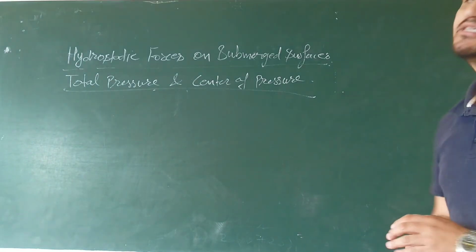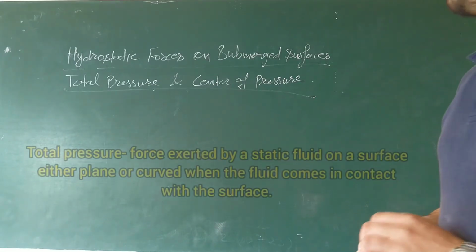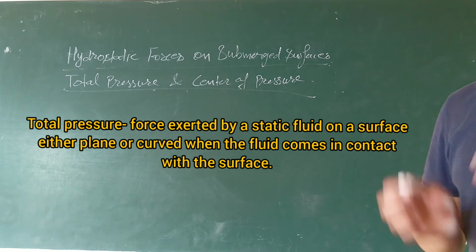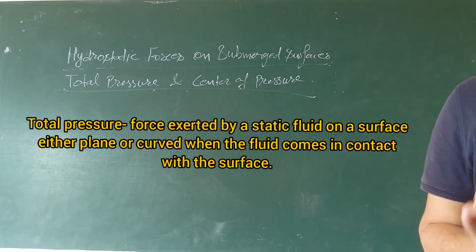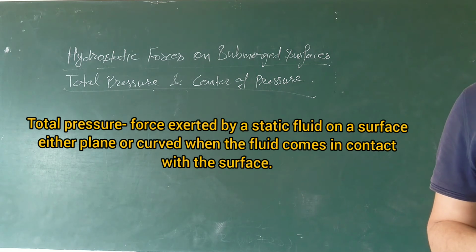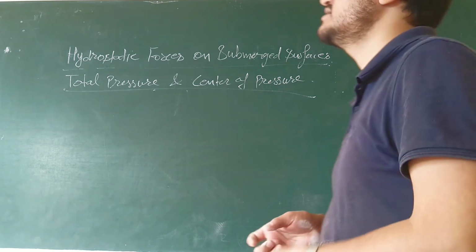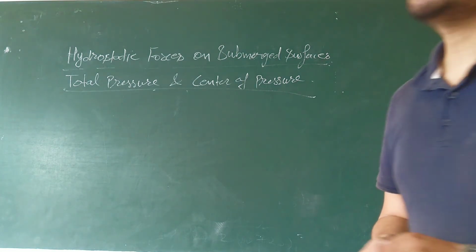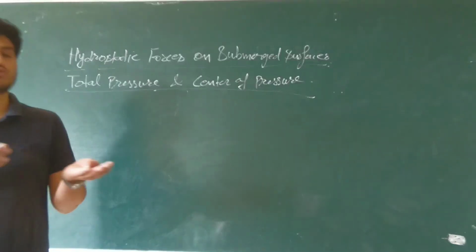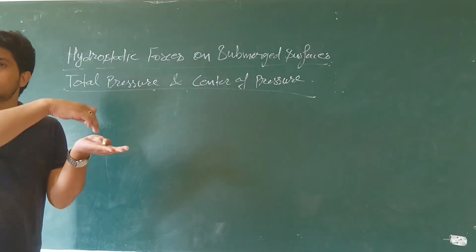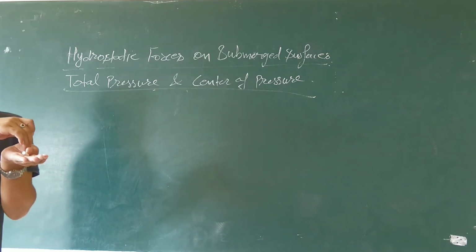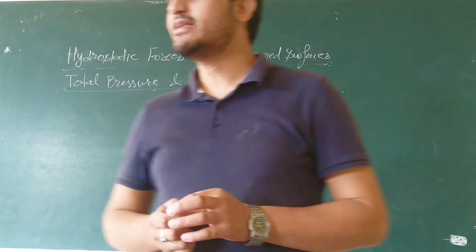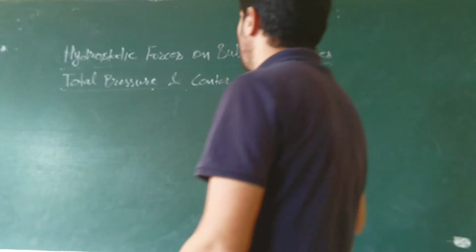So total pressure is defined as the force exerted by the static fluid. Okay, the force exerted by the static fluid on the surface. Okay, on any surface, whatever the force which is exerted by your static fluid, that is termed as your total pressure. Okay, so whenever the fluid comes in contact with any surface, it exerts some force on that, and that is termed as, उसे हम क्या कहते हैं? That is your total pressure. Is that clear? Now next one is your center of pressure.